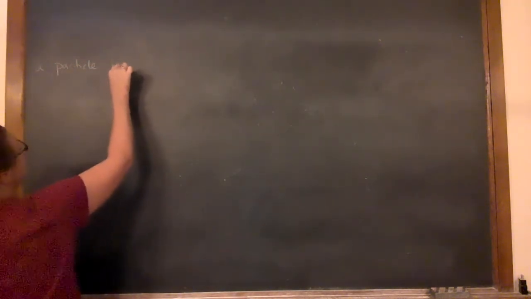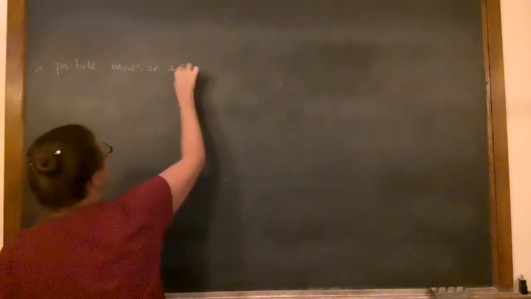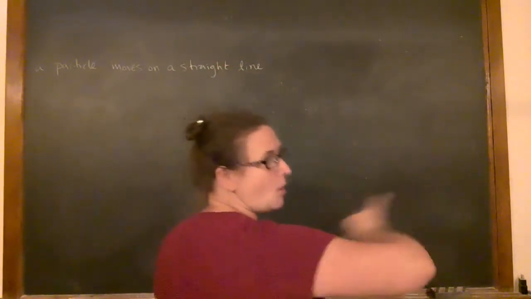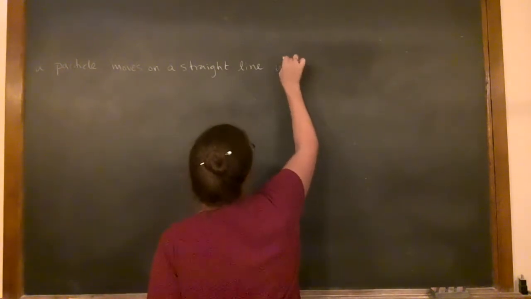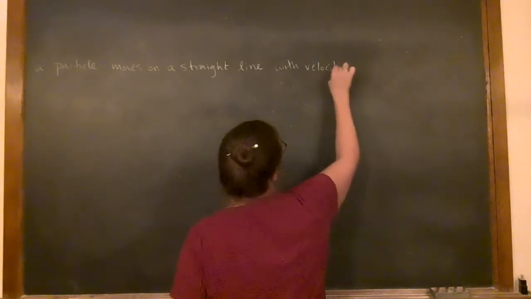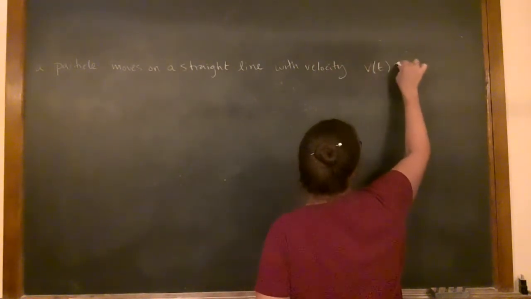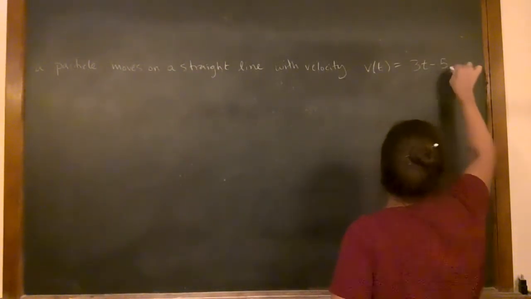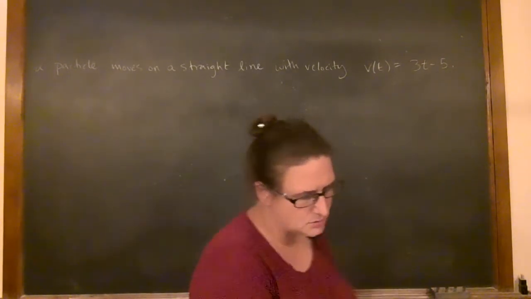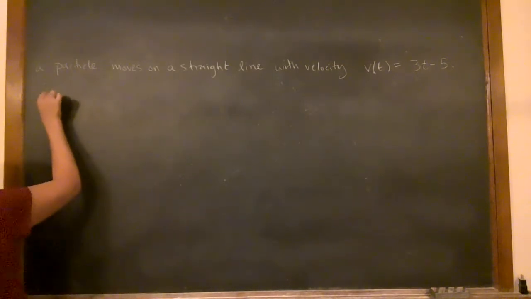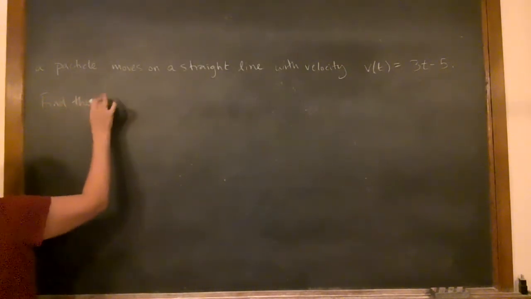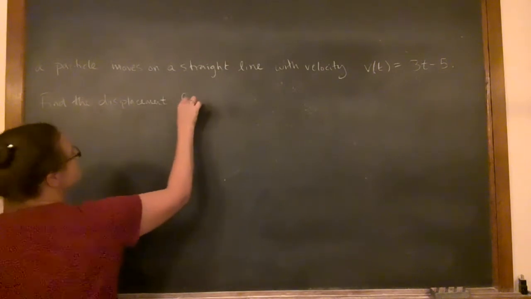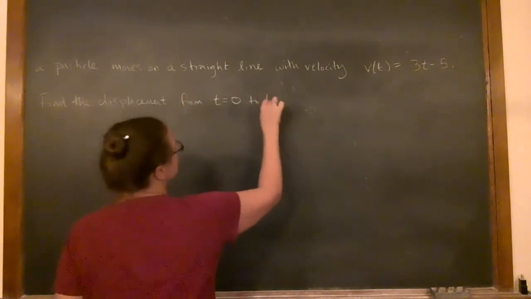A particle moves on a straight line, so you can think of the car going straight back and forth or whatever, and we're given the velocity. What do I have? 3t minus 5, something simple, right? And what we want to do is find the displacement from t equals 0 to t equals 2.